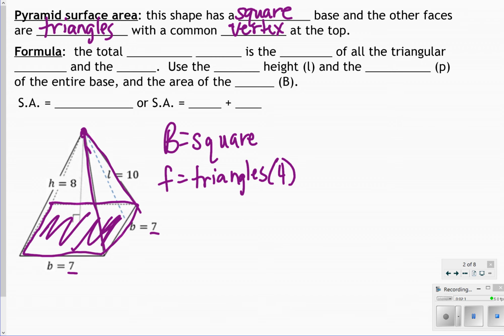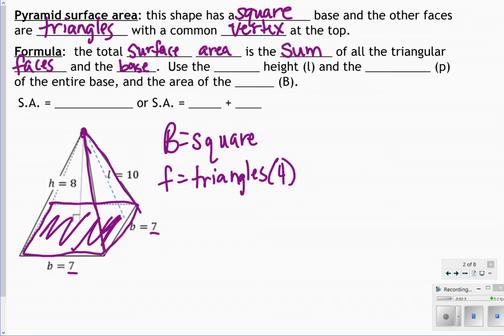So let's go back up to our notes. So the total surface area is the sum, because we have to put everything together, of all of the triangular faces and the base. That's just what we identified down below. We would want to cover up all of our parts.